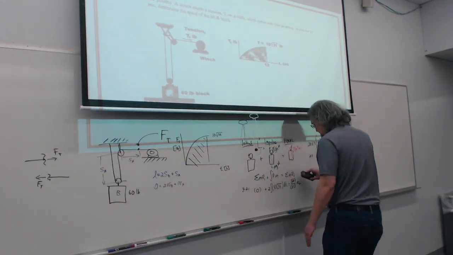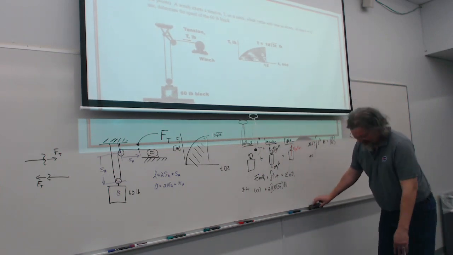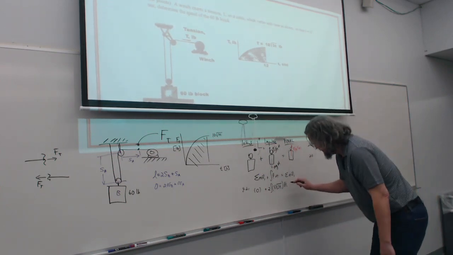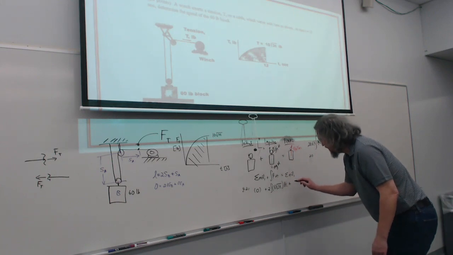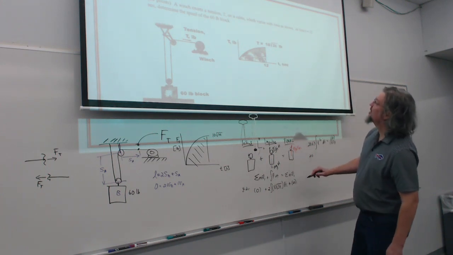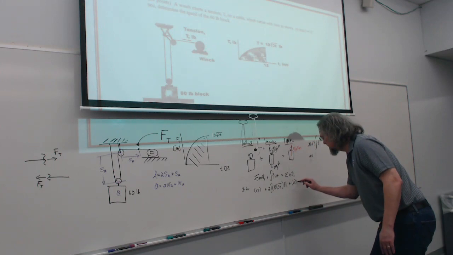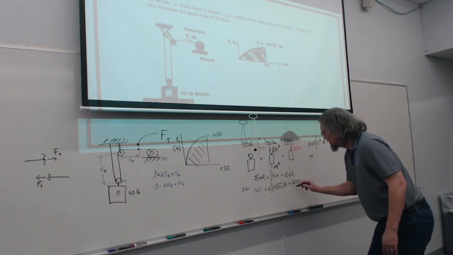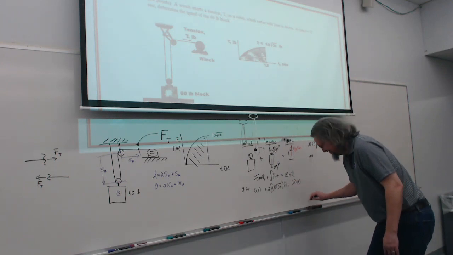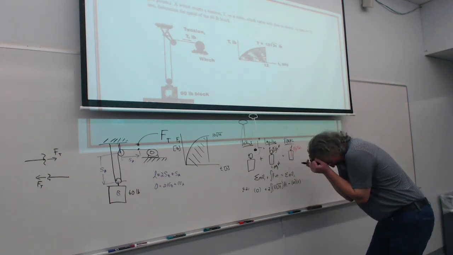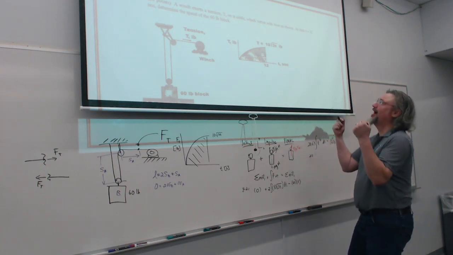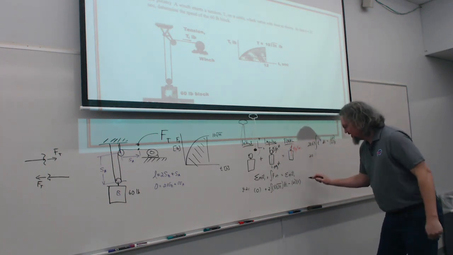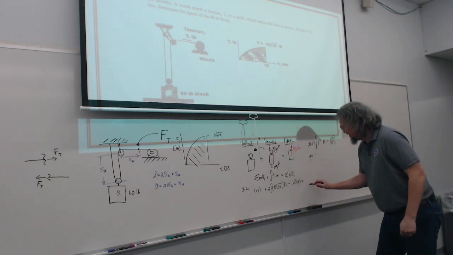So we're going to put the weight in there instead of mg, and the t is going to be what, 12 seconds? Wouldn't it be minus? Oh, I know why. I never learned to read.